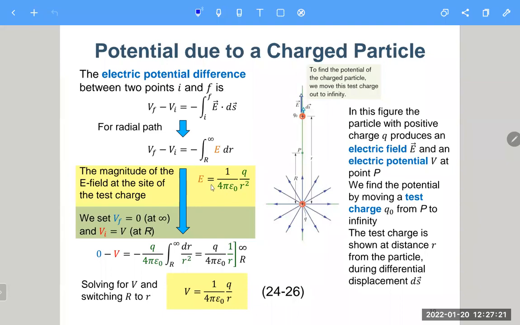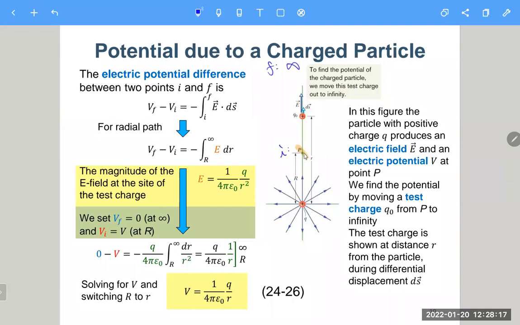Of course, we make use of the definition of the electric potential. This is the potential difference, which is the line integral. Here we consider Vf to be the point infinitely far away, and Vi is the point we are concerned with at distance R. This is point P. This is the initial point, and F is infinitely far away. This is capital R, the point where we consider the potential.